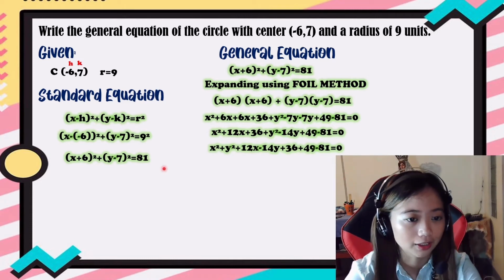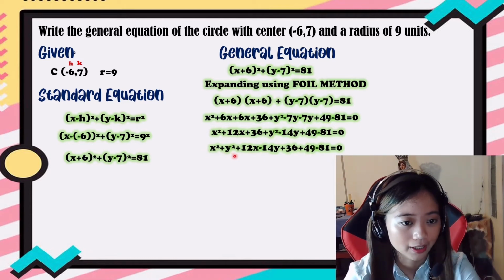And now, let's bring down the x squared, y squared, and then positive 12x minus 14y. And then bring down again the 36 plus 49 minus 81 equals 0.